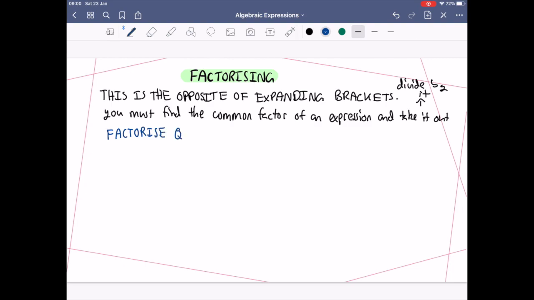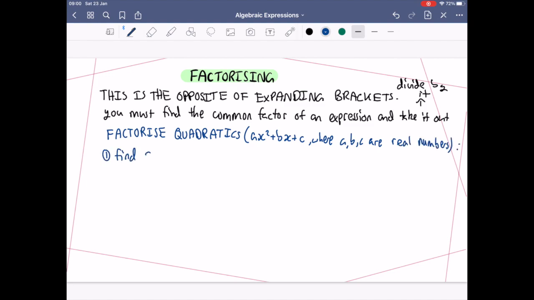There's also factorising quadratics, which will be a bit more challenging, where a quadratic is anything in the form ax squared plus bx plus c, where a, b and c are real numbers. This essentially has 4 steps. Step 1, find 2 factors of ac that add up to b. Then step 2, now that we've found those factors, we want to rewrite b as the sum of them.